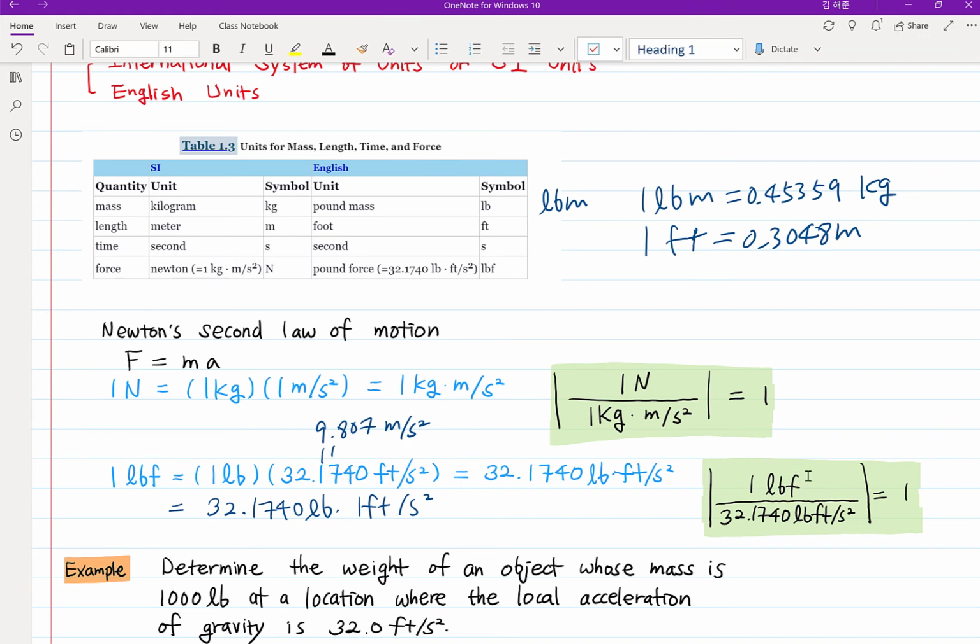So 1 pound force divided by 32.1740 pound mass times feet per second squared equals 1. Also, this will be used for unit conversion.